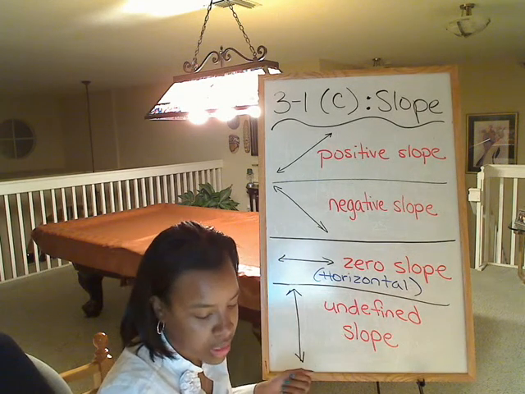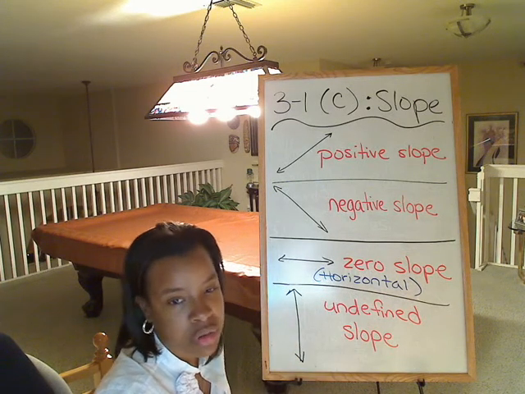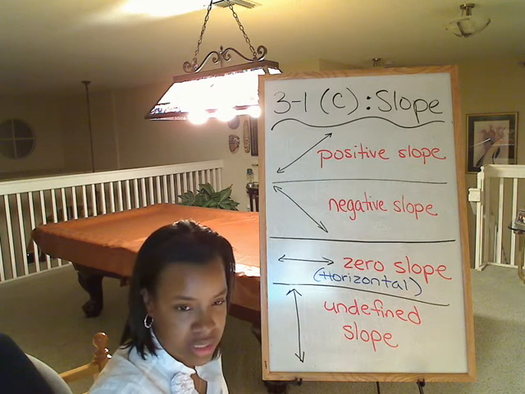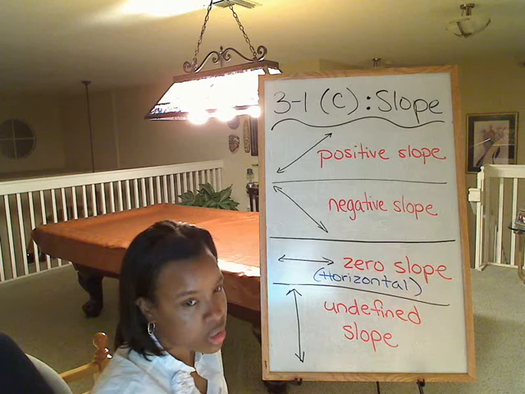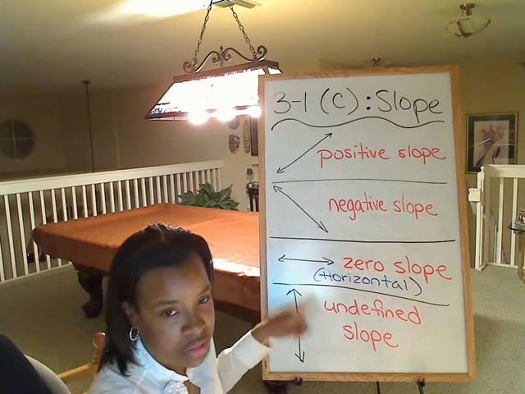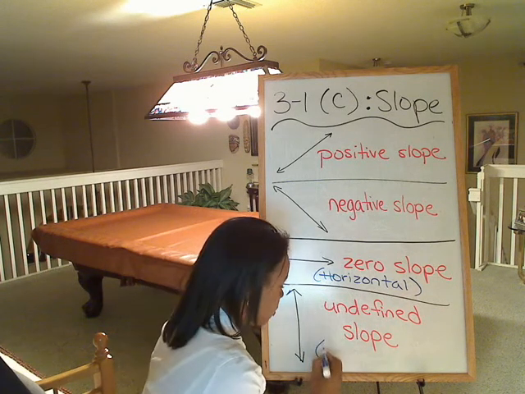A good way to think about it is if you're walking on a sidewalk, it takes zero effort. You don't have to walk uphill to put in more effort. You don't have to put on brakes as if you're walking downhill. You just walk casually along the sidewalk. So a zero slope is a horizontal line. A vertical line is an undefined slope.